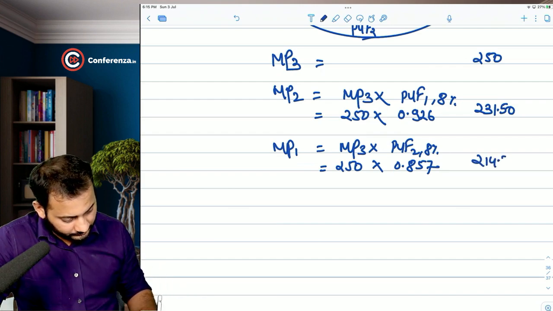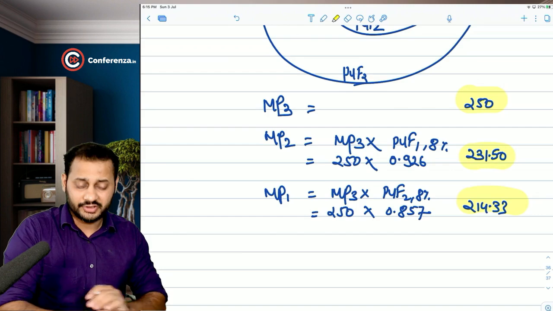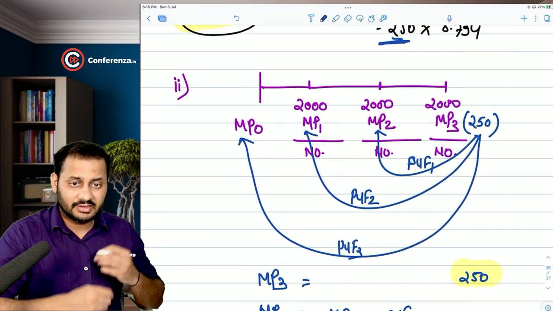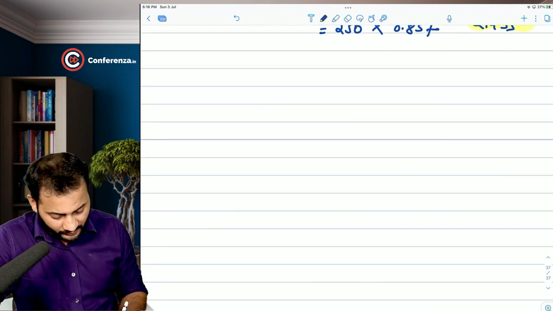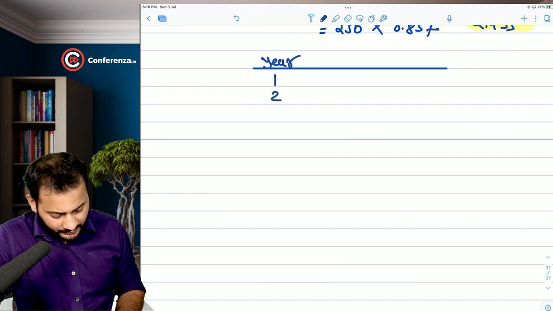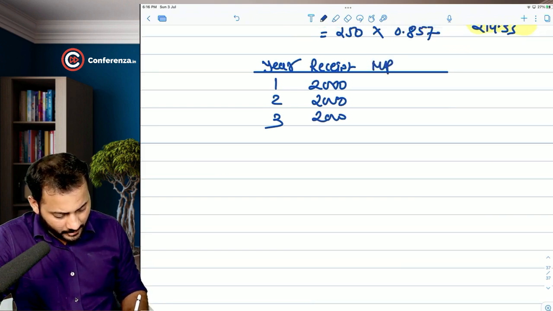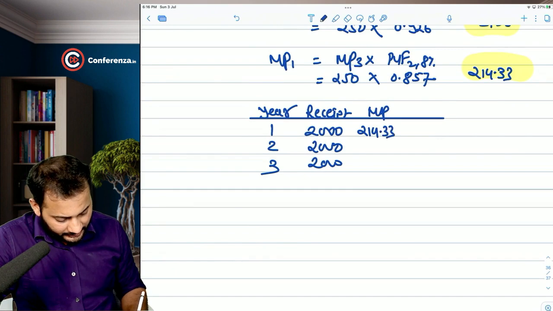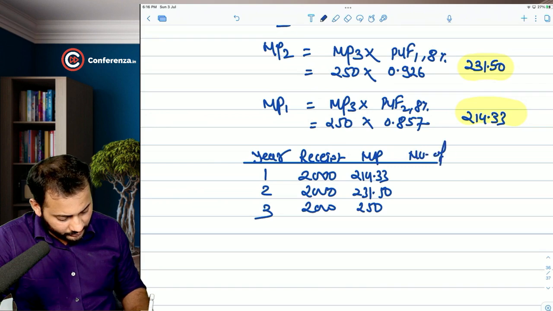214.33. So we have all the 3 values at which we can sell the share. These are the prices of respective time at which we can sell the shares. So therefore, the final answer is here. Year 1, 2, 3. Receipt that we need is 2000 in each case. Okay, market price 214.33, 231.50 and 215. The number of shares to be sold.